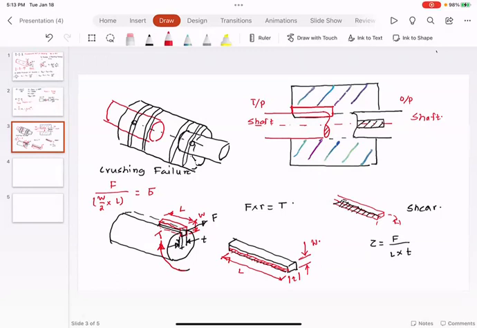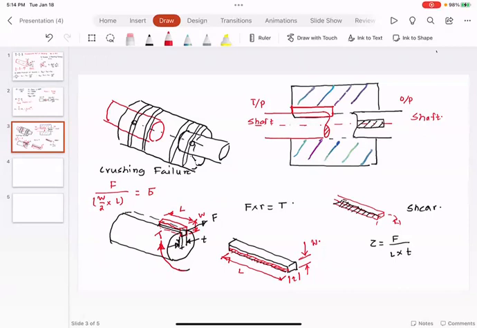The key has only 3 dimensions: width, height, and thickness. With these 2 equations, we should be able to find out those 3 dimensions. Do you agree with me? How do you design the shafts? You will design the shafts using the fundamental equation of torsion.